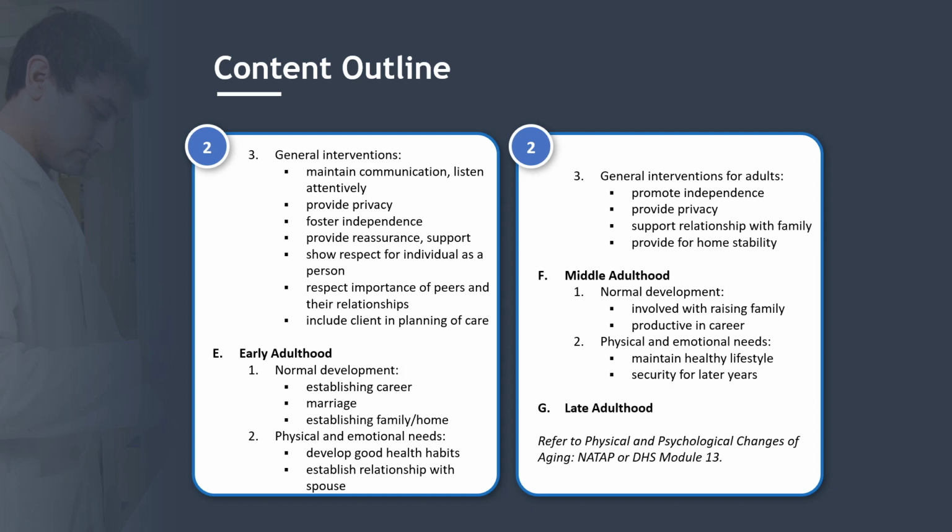F. Middle adulthood. Normal development. Involved with raising their family. Productive in their career. Physical and emotional needs. Maintain healthy lifestyle. And security for later years. G. Late adulthood. Refer to the physical and psychological changes of aging. NATAP or DHS Module 13.